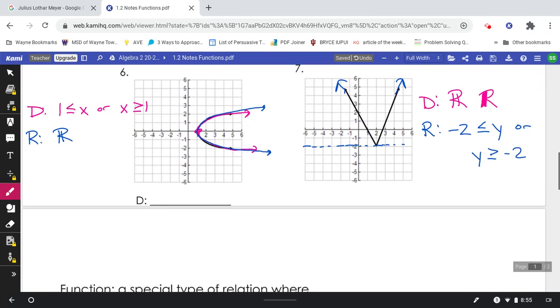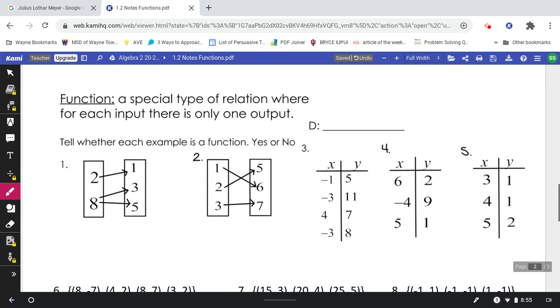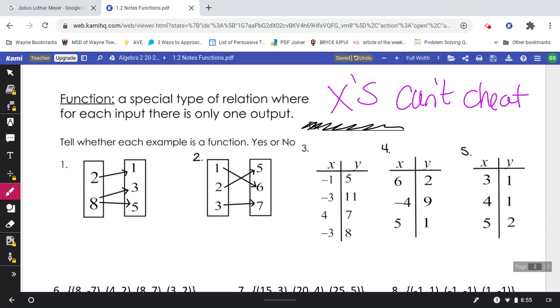Okay, so let's move on here. The next thing we're going to talk about is functions. Functions are a special type of relation where for each input there is only one output. So I always say it like this. This guy's kind of in the wrong space, so I'll get rid of him. I always say that the X's can't cheat. X's can't cheat. Write that down.